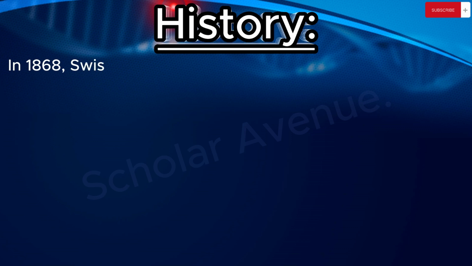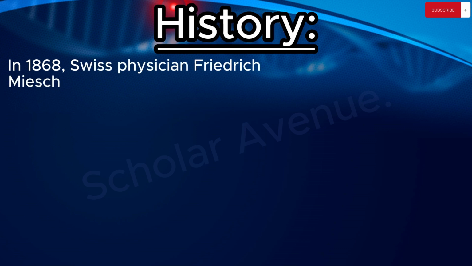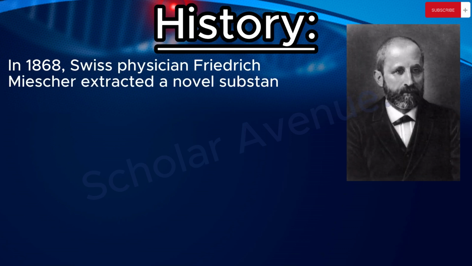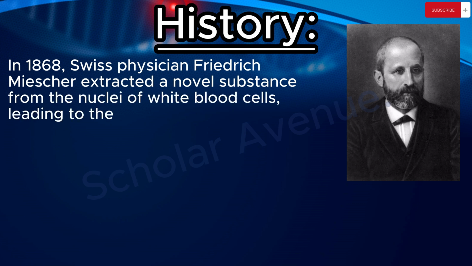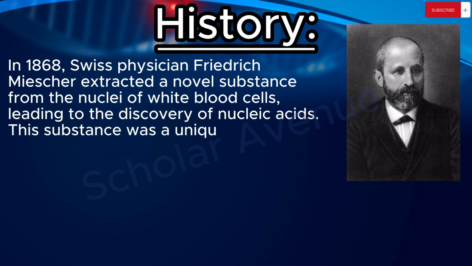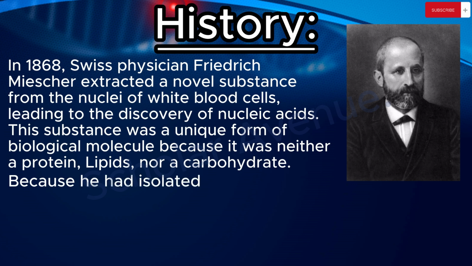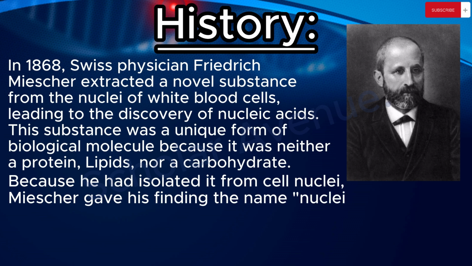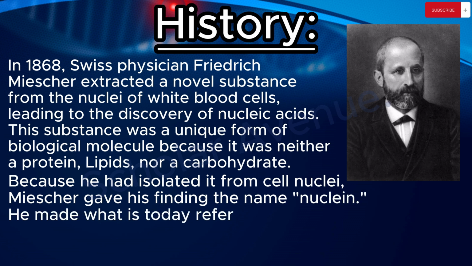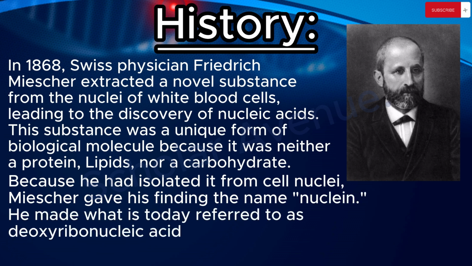In 1868, Swiss physician Friedrich Miescher extracted a novel substance from the nuclei of white blood cells, leading to the discovery of nucleic acids. This substance was a unique form of biological molecule because it was neither a protein, a lipid, nor a carbohydrate, because he had isolated it from cell nuclei. Miescher gave his finding the name nuclein. He made what is today referred to as deoxyribonucleic acid.